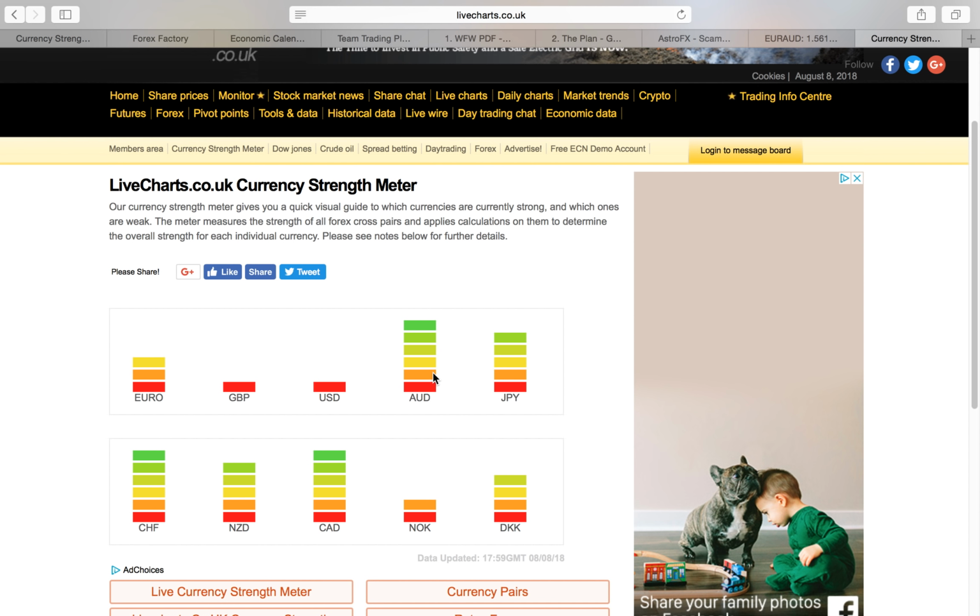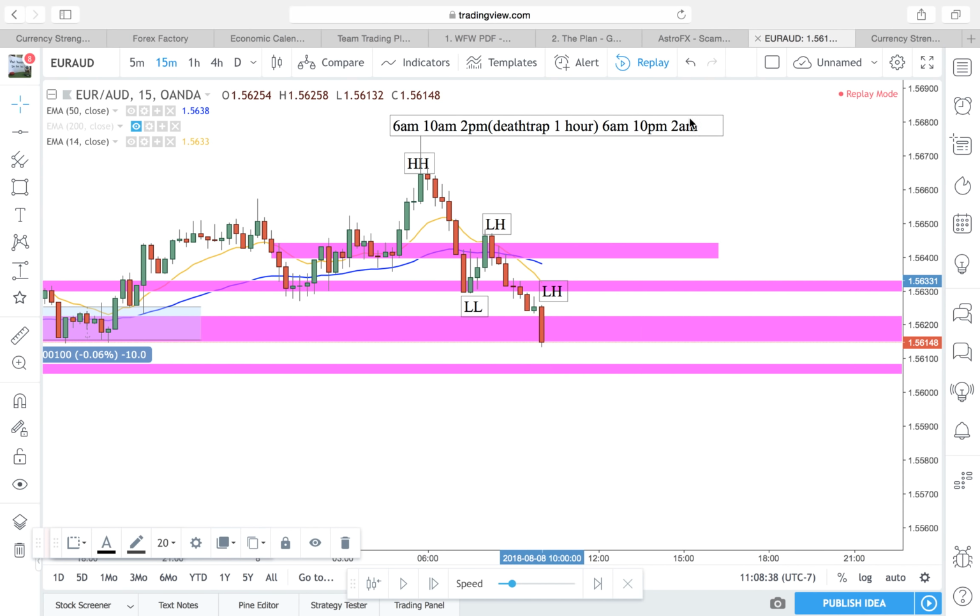The Australian dollar was way too strong compared to the Euro all morning. The Euro actually had no strength by the time I was looking at it, and the AUD was full strength. That's giving you confirmation we're going down because the AUD is stronger. So we're going to follow the direction of the trend. So what happens? You sell the lower highs, right? You follow your trading plan.